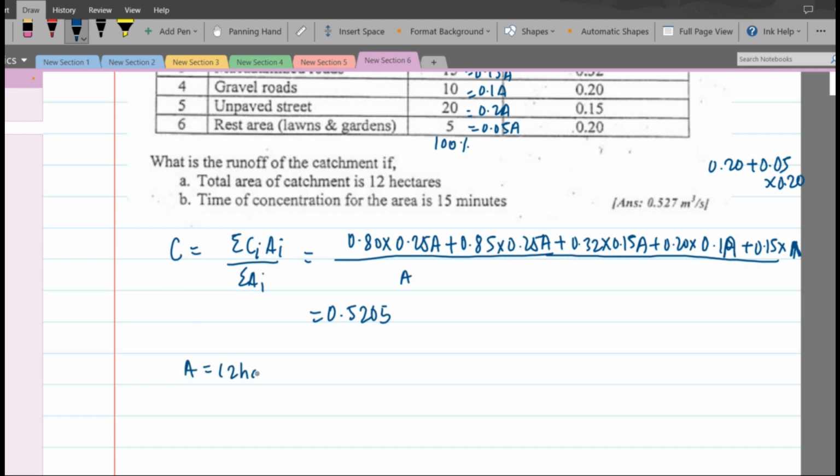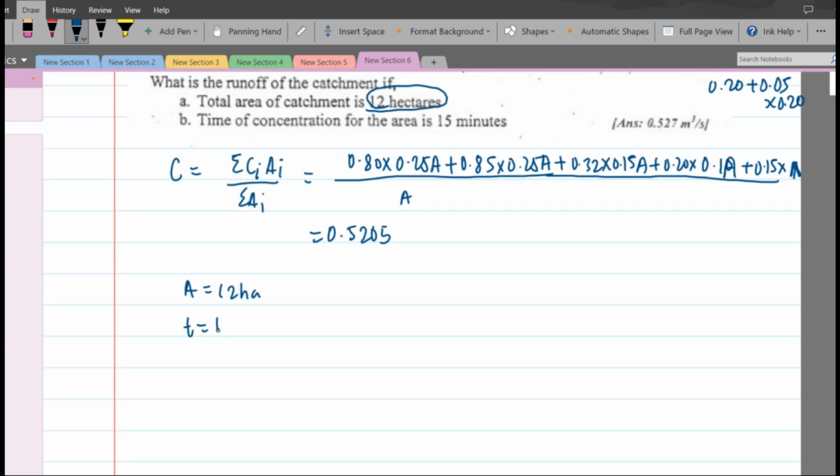Now A is 12 hectares, and the time of concentration of the area, TC, is given as 15 minutes, right? So from this we can calculate I, the intensity of rainfall. For a rainfall duration of 5 to 20 minutes, it will be 760 divided by t plus 10, and for the duration from 20 to 100 minutes it will be 1020 by t plus 20. So we calculate 760 by 15 plus 10.